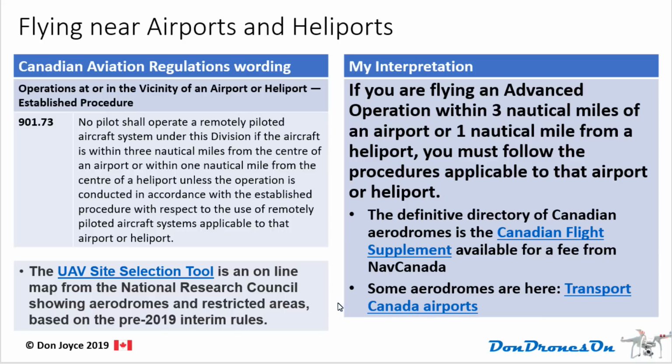And I would also urge you to check the National Research Council site called the UAV Site Selection Tool, and there's a link again in the PDF if you choose to purchase the PDF from me. And this is an online map that shows aerodromes and restricted areas and names them and allows you to figure out who you would need to contact if you were going to be flying in those zones. The only catch at this time, this video is recorded prior to the new rules being implemented, it still refers to pre-2019, what's called the interim rules, but the places are still the same.